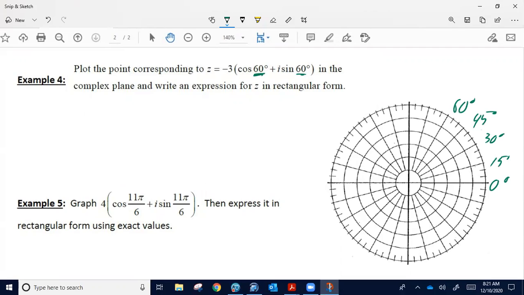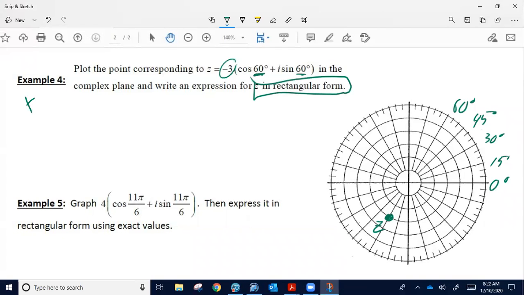Move towards that, but the radius is -3. That tells me to go away from that angle. So into the third quadrant, third ring puts Z in the location where I put that dot. But then change this to rectangular form.